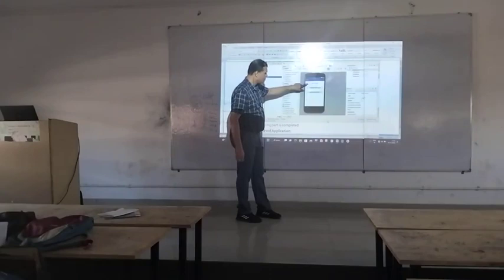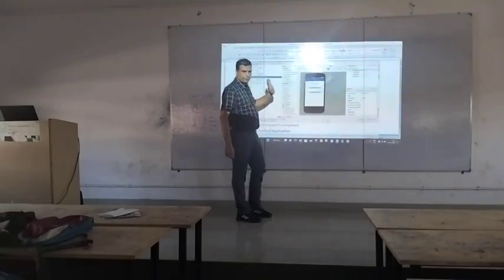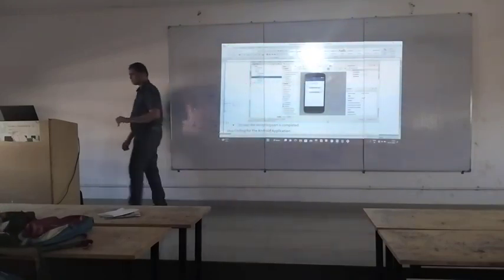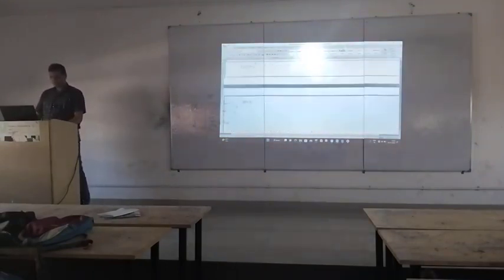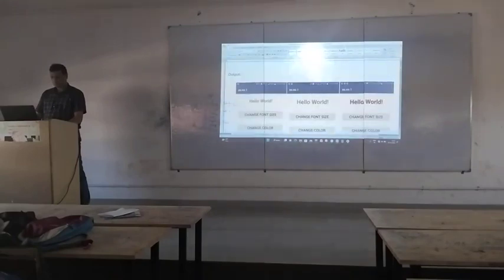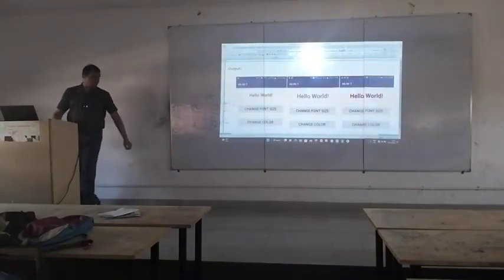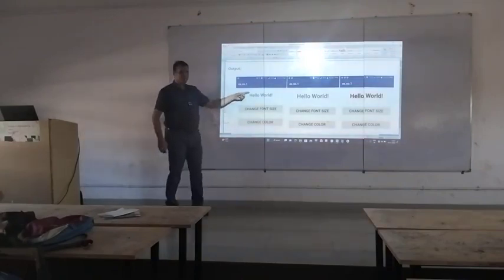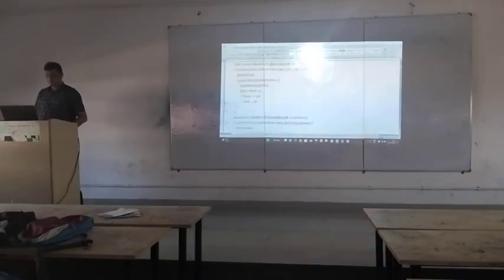There is a text view, a label, and two buttons. Now, is it clear? So, what is that? A label and two buttons, one is for changing the font.